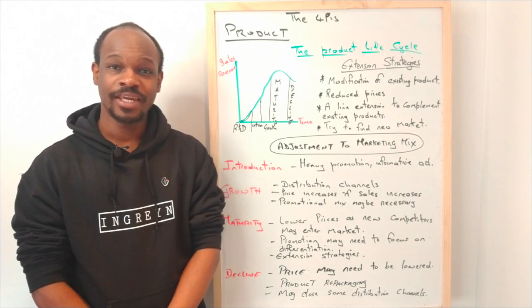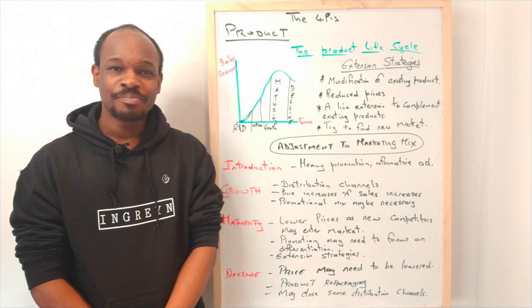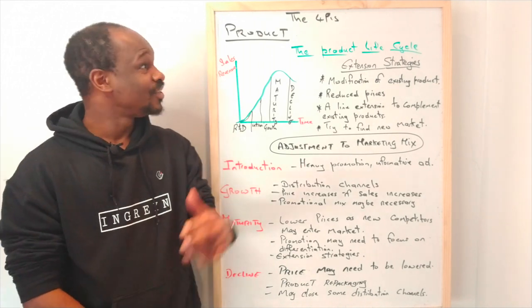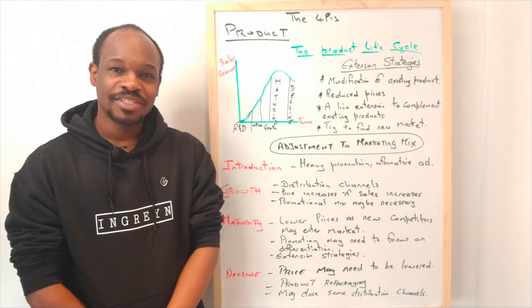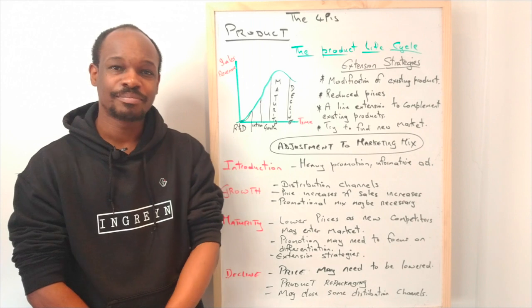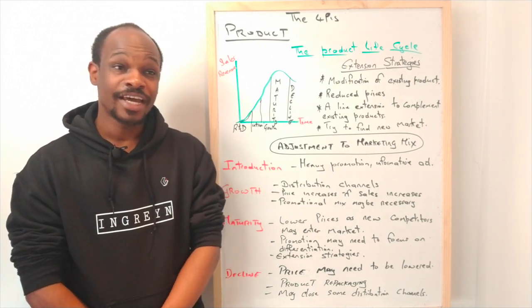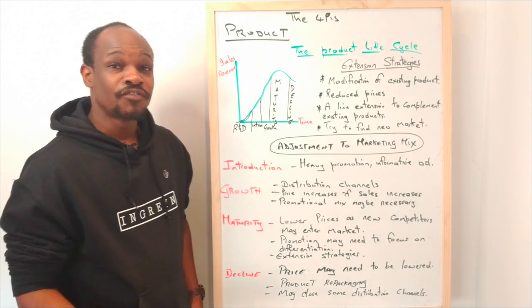My name is Dwayne, and today we're going to be looking at the 4Ps, but we want to focus mainly on the product aspect within the marketing mix. So remember, we have product, price, place, and promotion. For today, we want to look at the product aspect of the 4Ps.